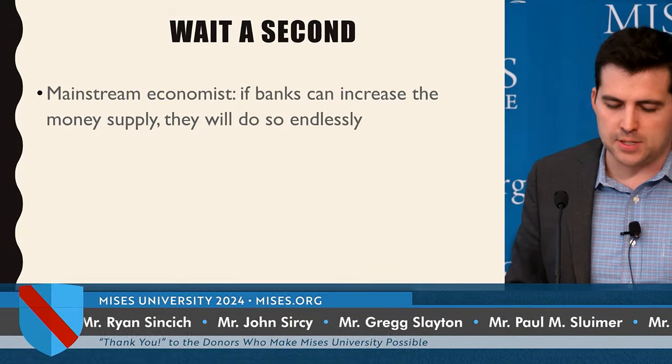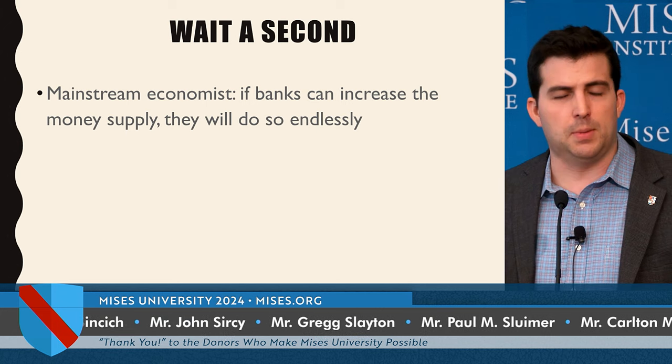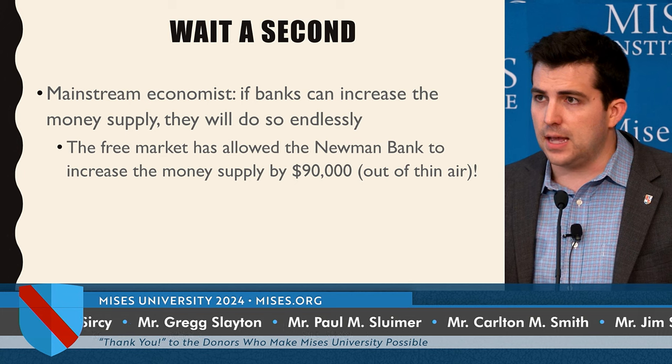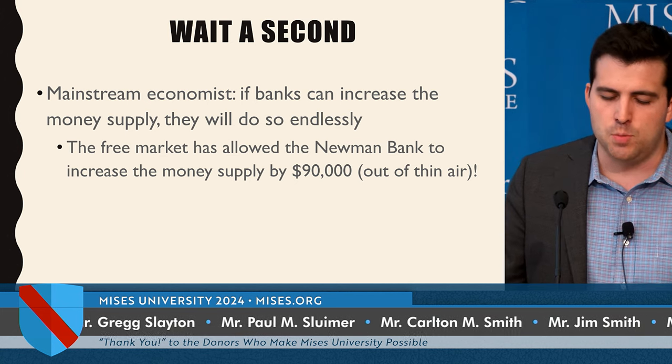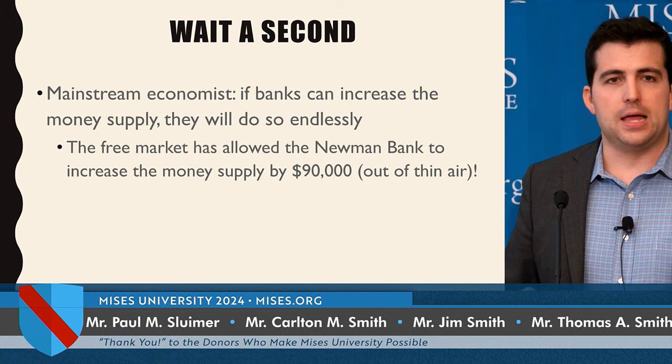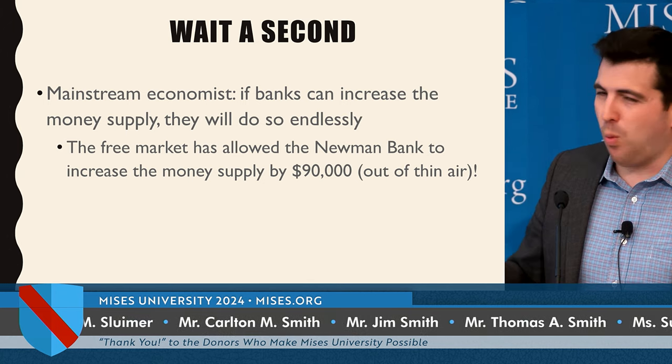You might be thinking, wait a second. The Newman Bank could just create $90,000 out of thin air. Why doesn't it just keep creating money? If fractional reserve banking is not fraudulent, then fractional reserve banks are literally just money machines. And mainstream economists would agree, and they'd say, well, if banks can increase the money supply, they will do so endlessly. As in our example, the free market has allowed the Newman Bank to increase the money supply by $90,000 out of thin air. This has been called, say, wildcat banking.